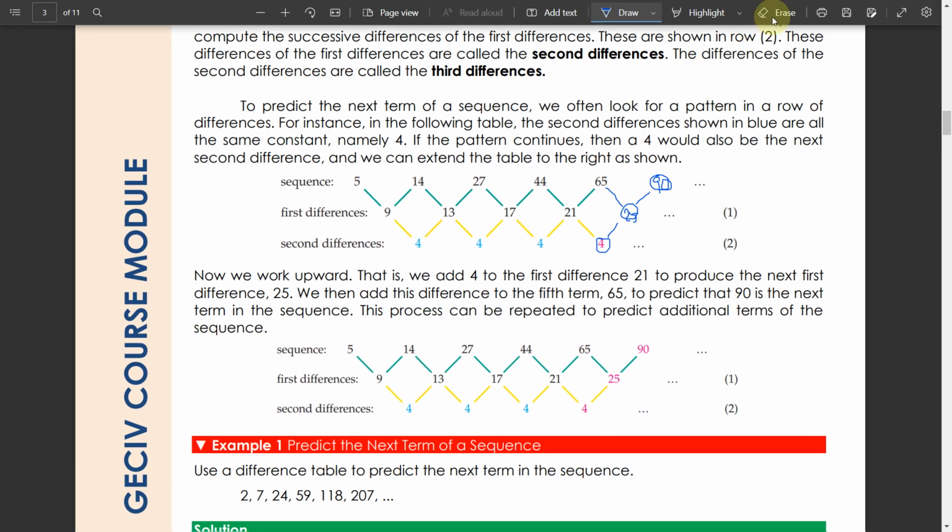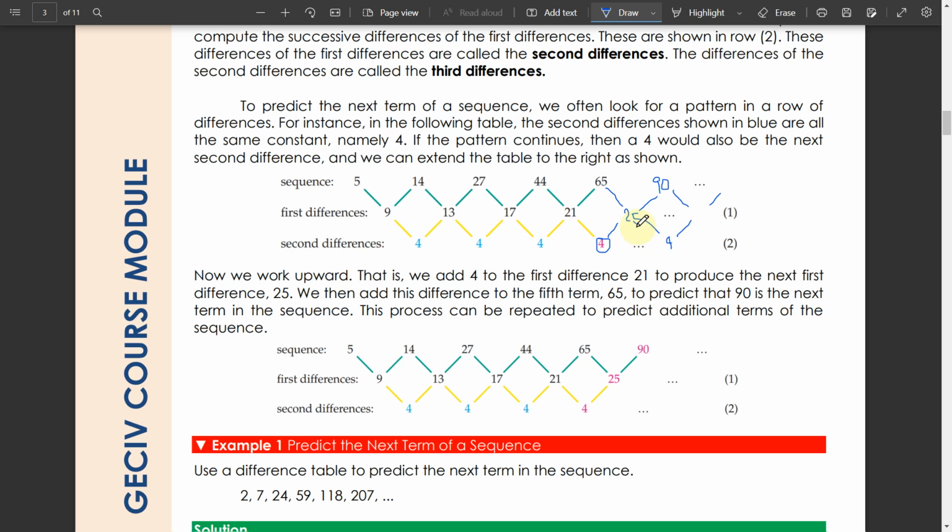So what if we predict the next term after 90? So the last first difference is 25. We know that the second difference here is already 4, no? Then we need to find the answer for the next term. Our given sequence is 5, 14, 27, 44, 65 and 90. So we have to predict what the next number is.